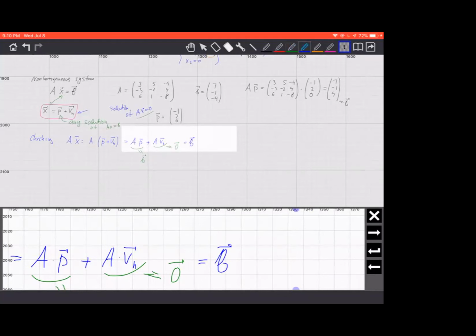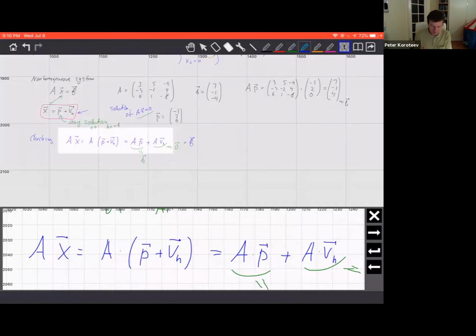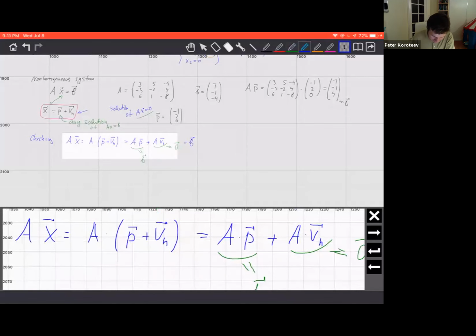Does it make sense now? Yes. You can see that if I replace P by any other solution, say some vector P prime, it will still work, because A times P prime will still be equal to B, and A times VH is still equal to 0. So it absolutely has to be any solution of the inhomogeneous equation.